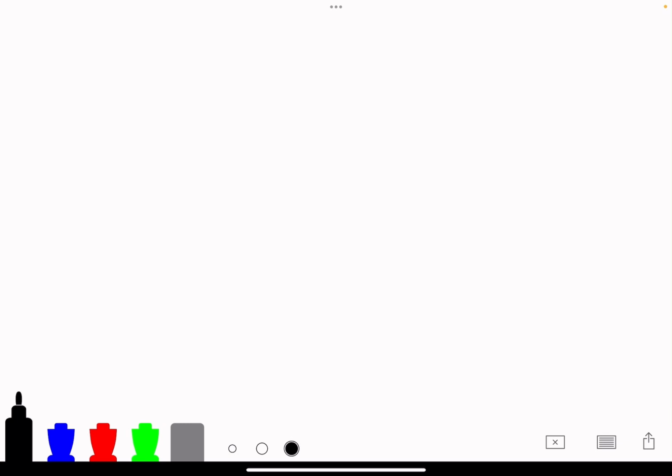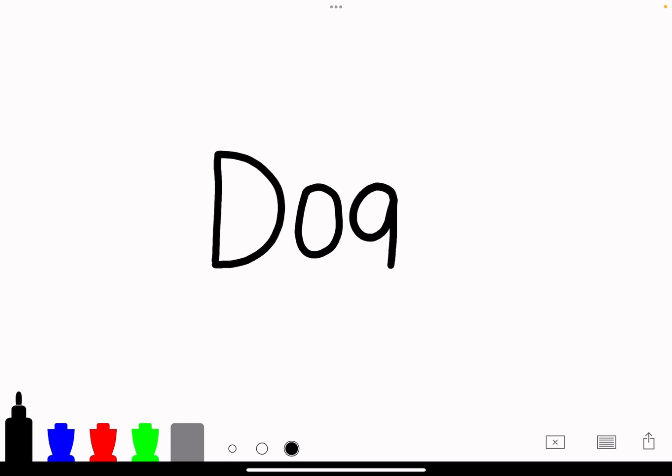So we know our first letter is D. After D, we have O. And after O, we have G. And D-O-G spells what word, friends? Correct. D-O-G spells the word dog.